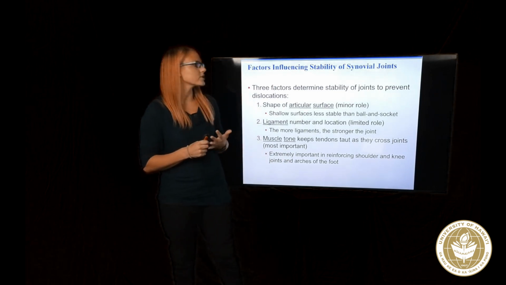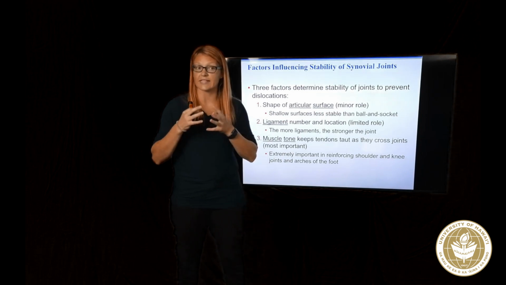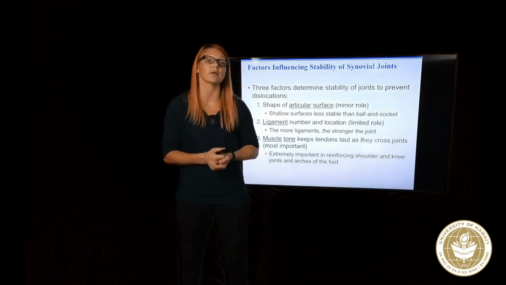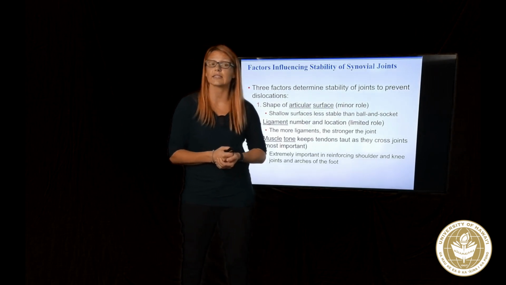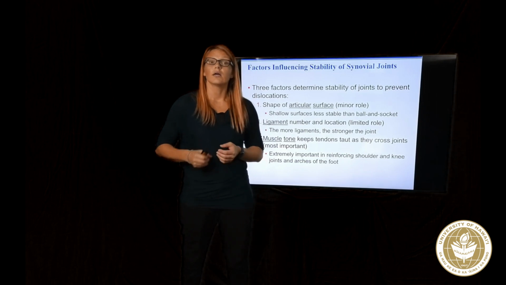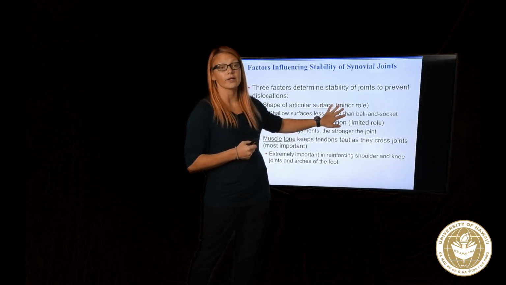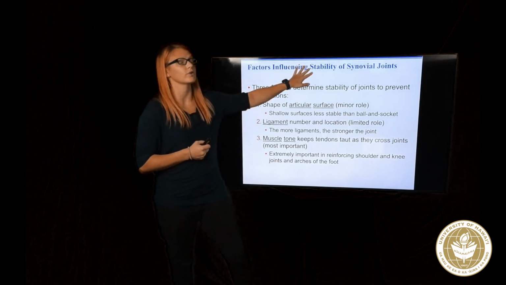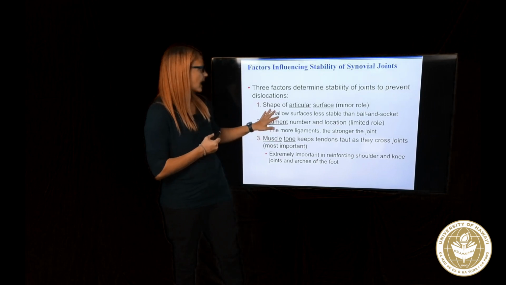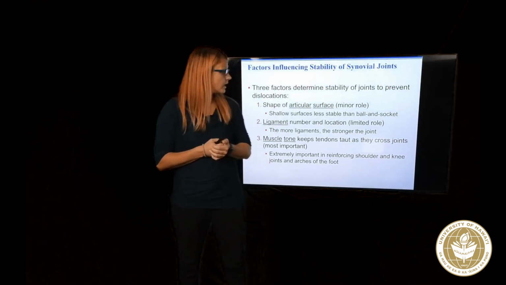So this articular surface, if it's large and it fits nicely together, or when that socket is deep, we see that stability is improved. And again, an example of this would be the ball and socket joint of our hip. But again, this is going to play the most minor role in terms of influencing the stability of our synovial joints. So the size and shape of that articular cartilage.